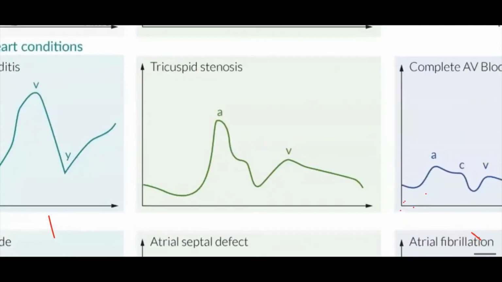Tricuspid stenosis. Explain why tricuspid stenosis led to this. Here, there is a prominent A wave. Exactly. That's a prominent A wave because of tricuspid stenosis. If you have tricuspid stenosis and the atrium is contracting, you will have this high A wave, and this is axiomatic, commonsensical.